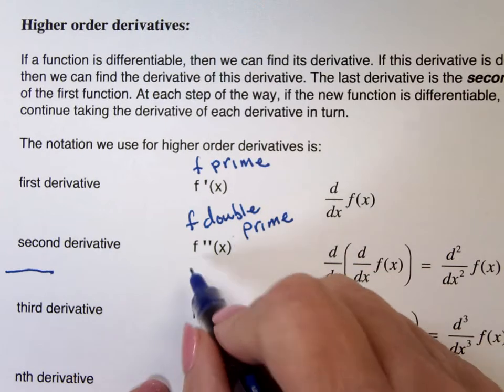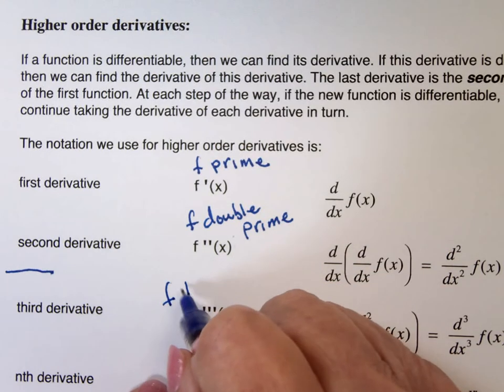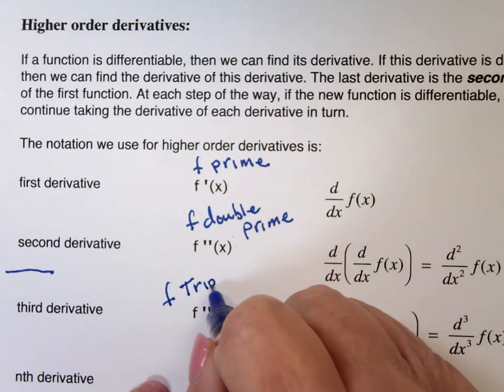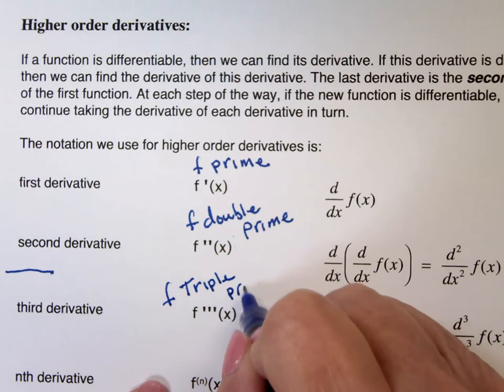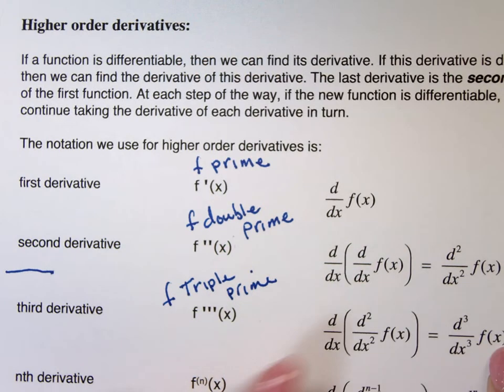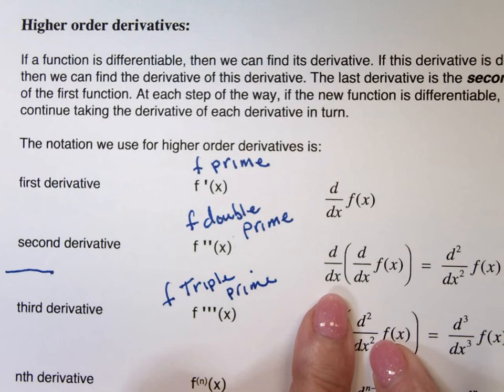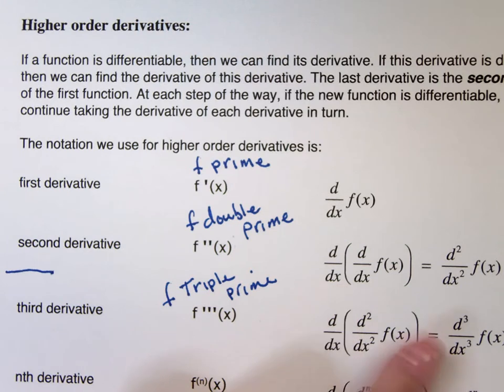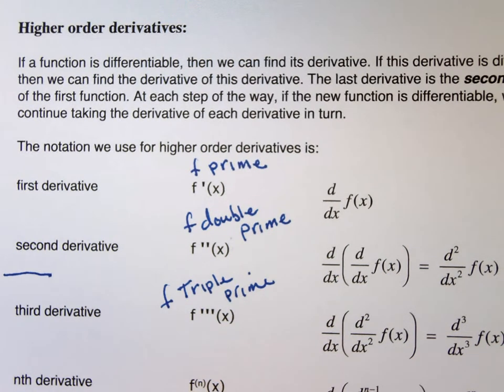Third derivative, which we don't do, is f triple prime. And that's the derivative of the second derivative. So you can keep on going forever and ever. And notice the notation is d3 dx3. That says take that sucker 3 times.